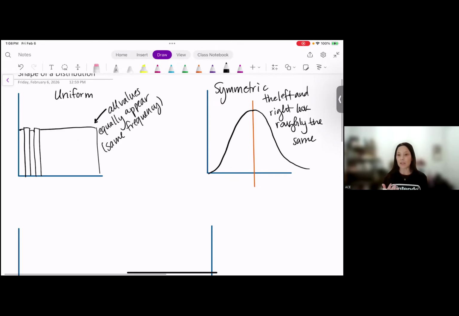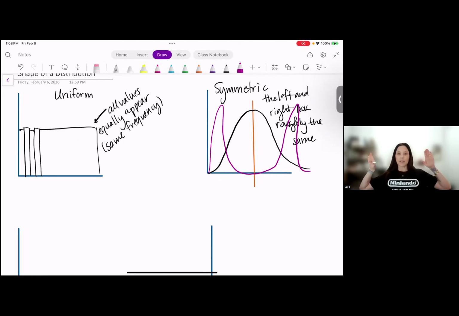Now, there's different ways to be symmetric. I could also be symmetric using, let's say, my pink graph here. Those are off to the side, but if you folded that, the left and the right-hand side would match up. The difference here is the number of modes. In the first picture, the black picture, there was one main peak. We would call that unimodal.